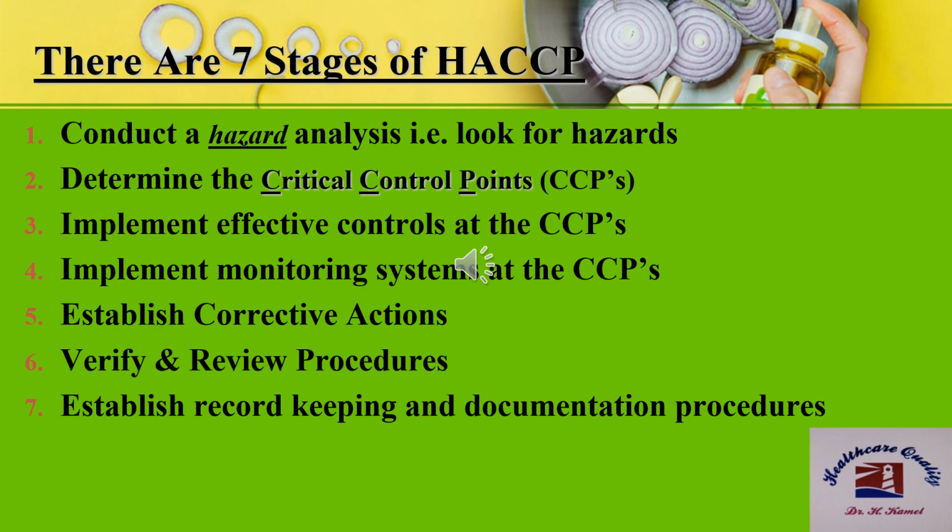There are 7 stages of HACCP. 1. Conduct a hazard analysis. 2. Determine the critical control points. 3. Implement effective controls at these points. 4. Implement monitoring systems. 5. Establish corrective actions. 6. Verify and review procedures. 7. Establish record keeping and documentation procedures.